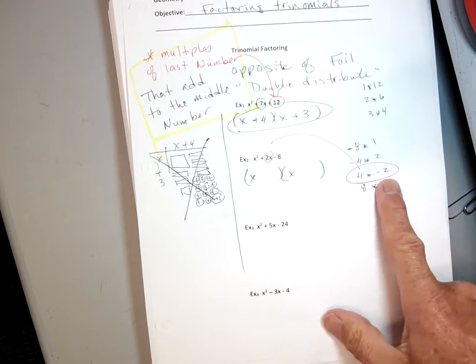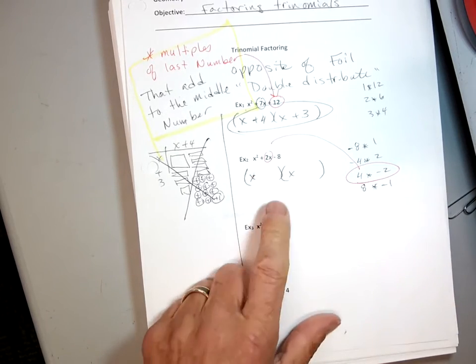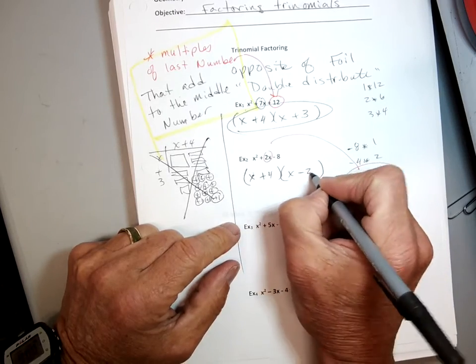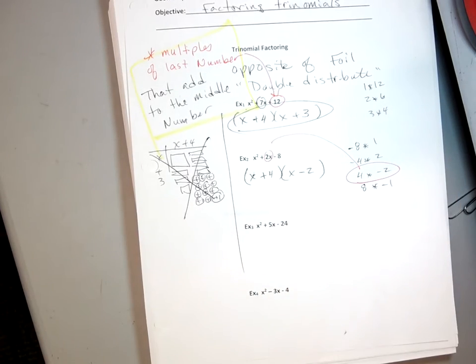Positive 4, negative 2 will add up to make a positive 2. So I'm going to write this as x plus 4, x minus 2. Okay, now, how do I know I have the right answer?